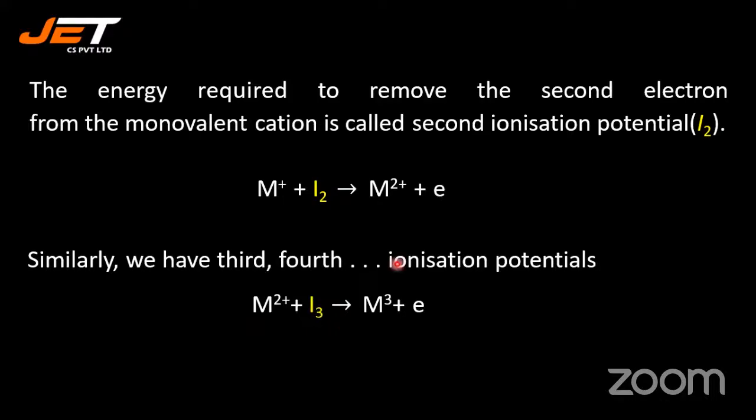If you are writing anything on the right hand side of the reaction, it means that thing has been eliminated. Clear or not? Yes, ma'am. Okay, good. So see, M3+, then again some energy is being given. It forms M4+ along with the loss of one electron. If you write electron here, it means electron will be accepted. Electron written here means electron has been given off.